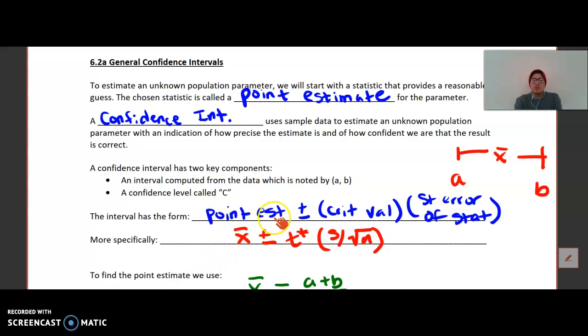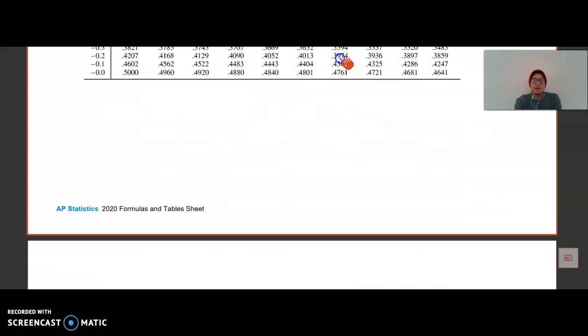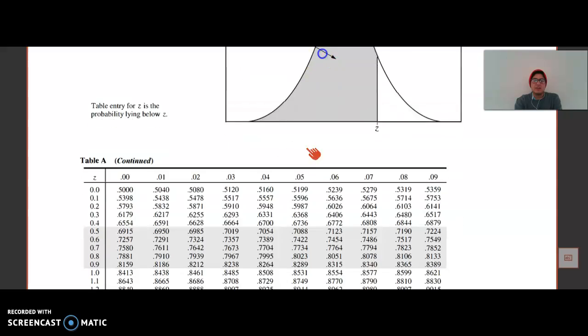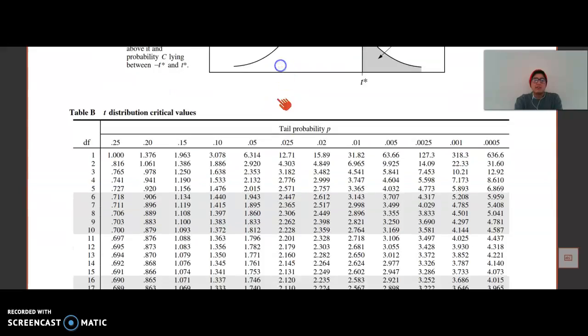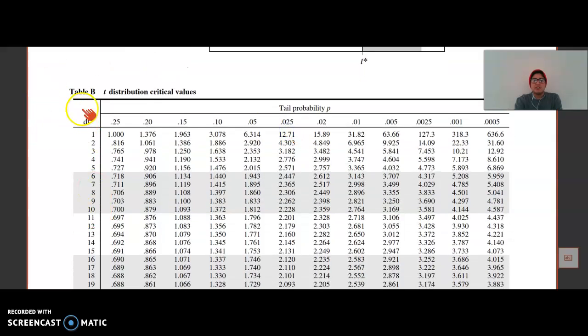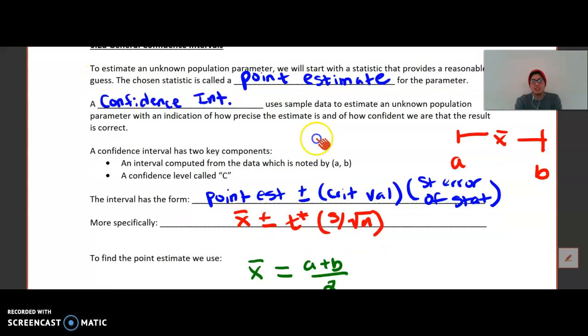Now, we have this general formula here: the point estimate plus or minus the critical value, which now we will be using the t star, and we will be getting that from our table here. So this is our z table, and here is our t table. So we'll have to calculate the degrees of freedom, and then depending on the level of confidence, we'll have to find which of these values we'll use. And then our standard error of the statistic, again, we can just pull that from the formula sheet.